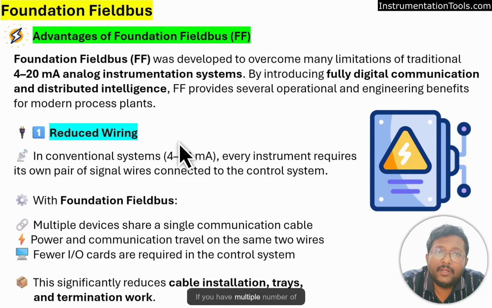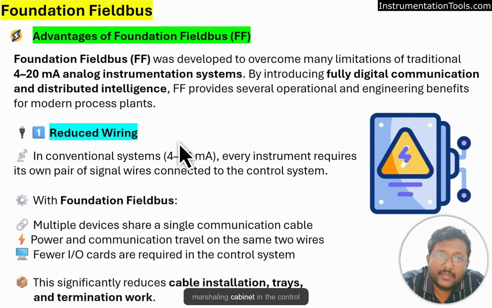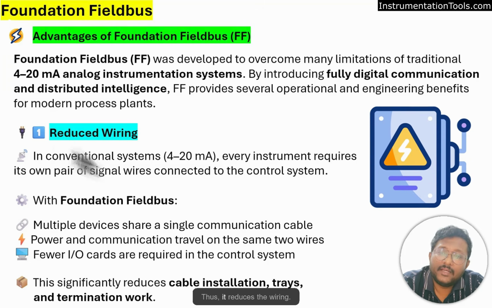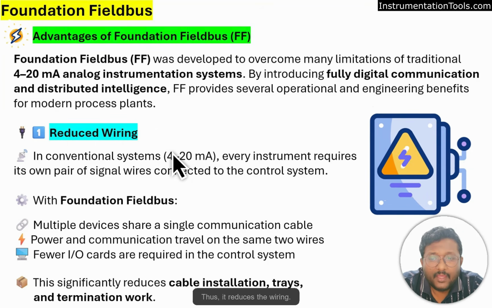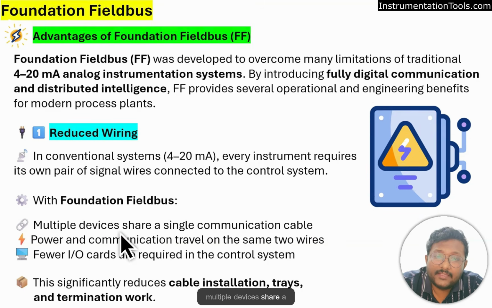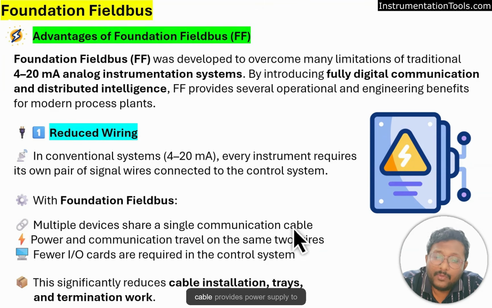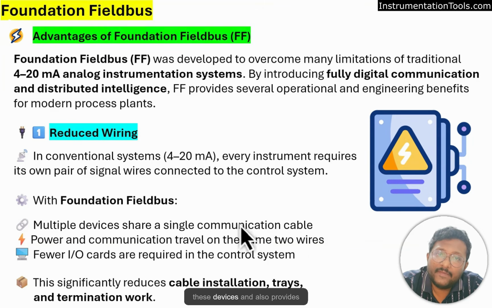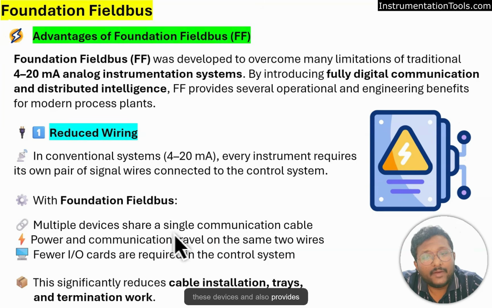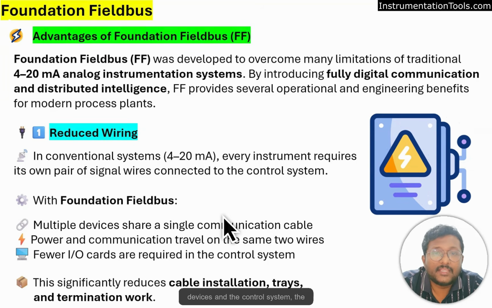If you have multiple junction boxes, then you have multiple trunk cables coming to the marshalling cabinet in the control room. Thus, it reduces the wiring. Also, in Foundation Fieldbus, multiple devices share a single communication cable, and this cable provides power supply to these devices and also provides the communication medium between field devices and the control system. The same cable.